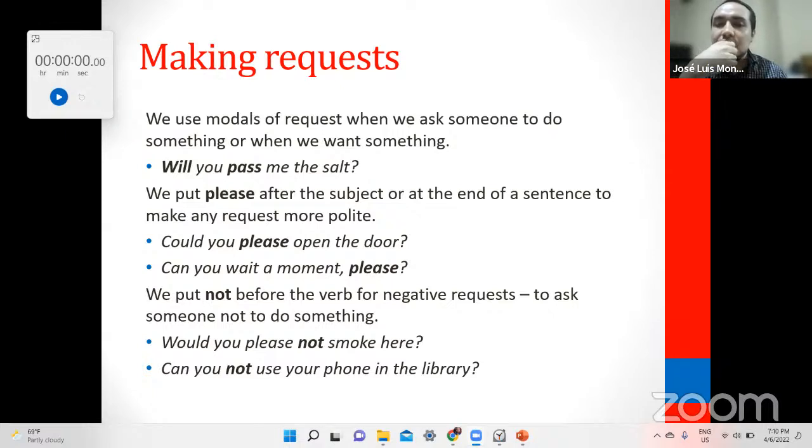Okay, we're going to try to imagine some situations, and I'm going to start with you, Wilson. All right, what kind of requests can you make at the university? What comes to your mind? If you are at the university, what kinds of requests can you make in general? Give me at least two, please, Wilson.